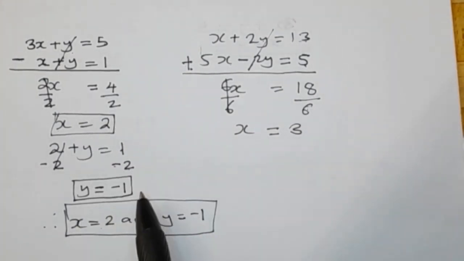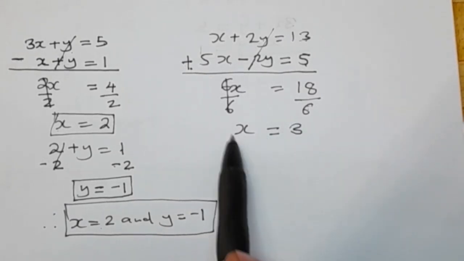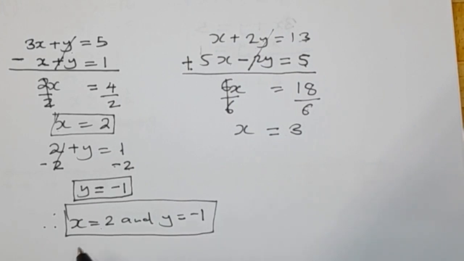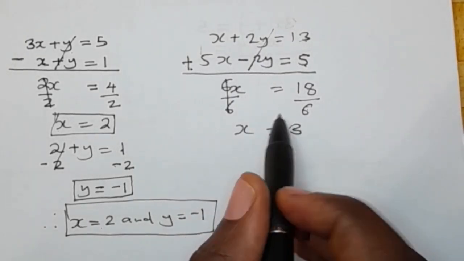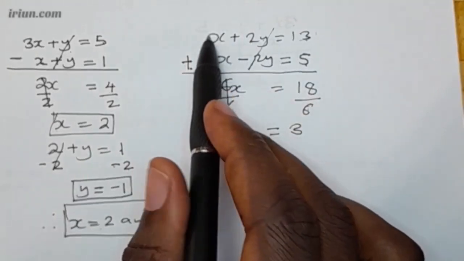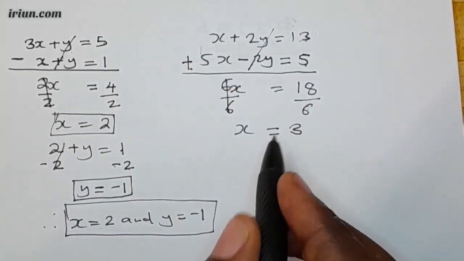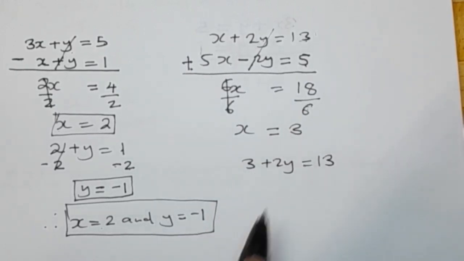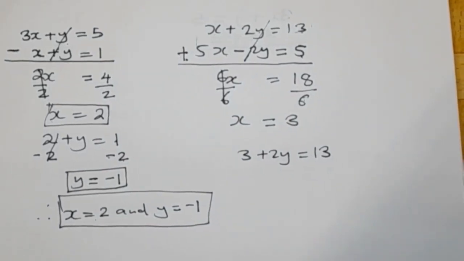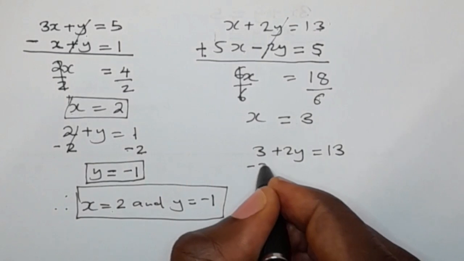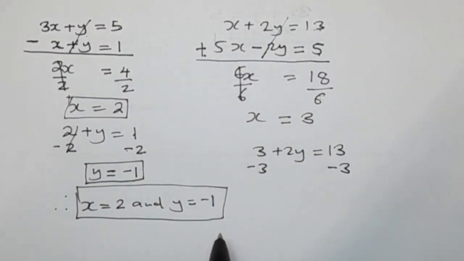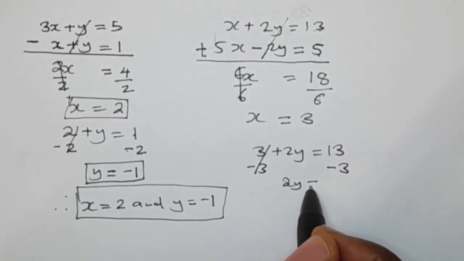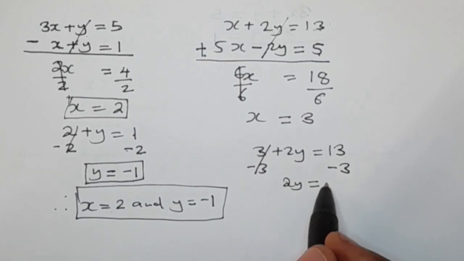Now, just as we did in the first example, we're going to replace where there's x in any of the equations above. We know x is 3, so let's pick the first equation. Where there's x, we put 3, so we have 3 plus 2y is equal to 13. Next, we subtract 3 from both sides. 3 minus 3 would be a 0. Then we remain with 2y is equal to 13 minus 3, which is 10.